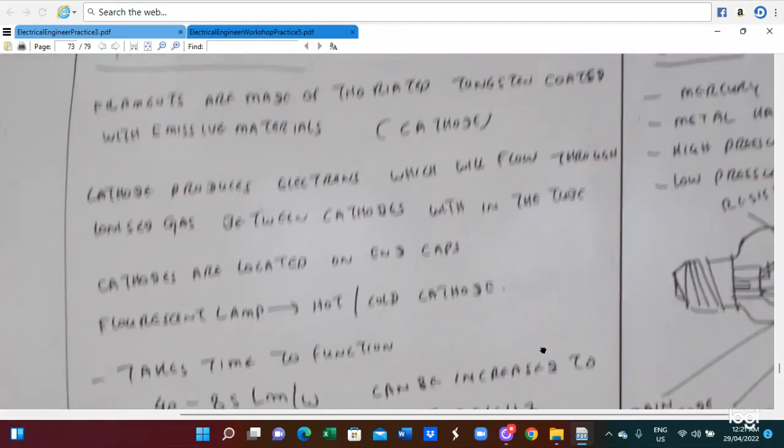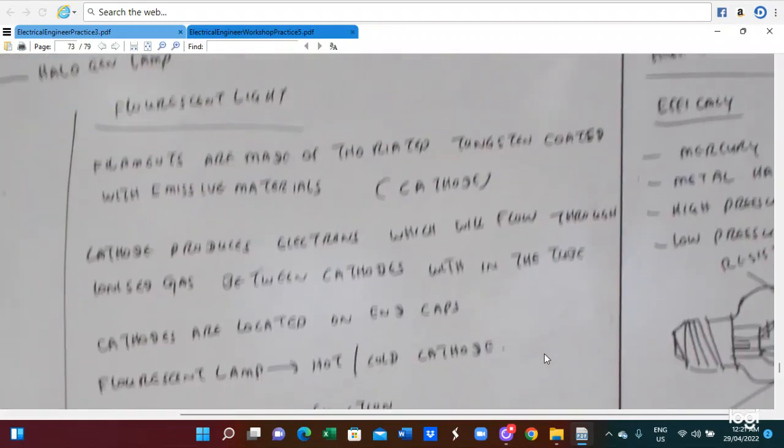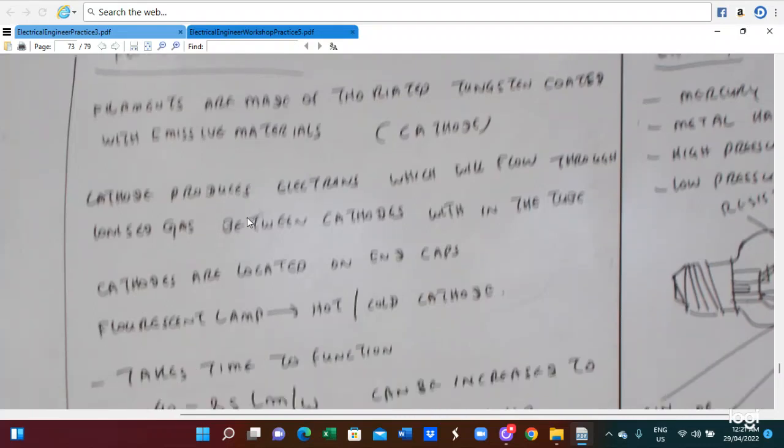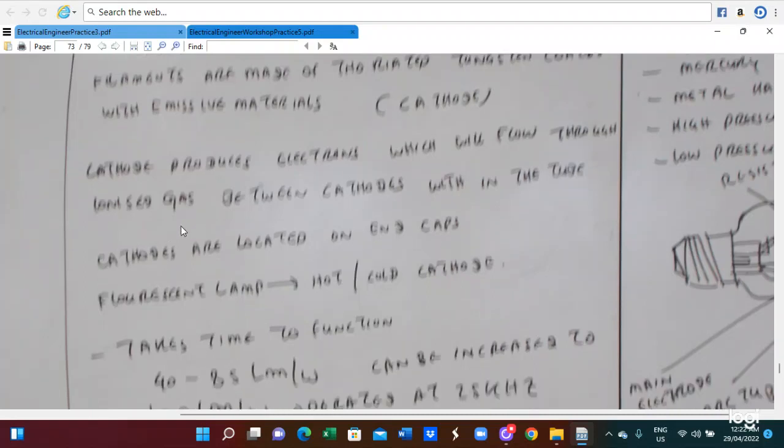The fluorescent light filaments are made of radiated tungsten coated with emissive material. So this is the cathode. The cathode produces electrons which flow through the ionized gas between the cathode and the tube.